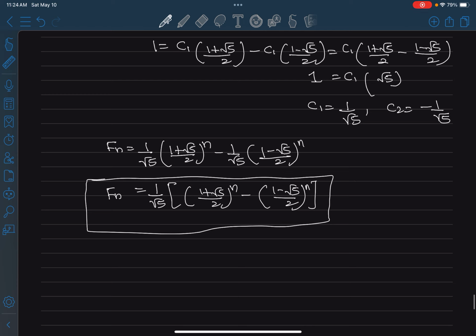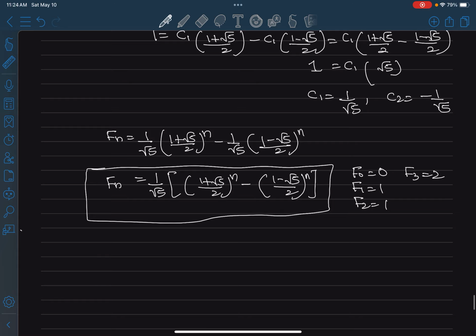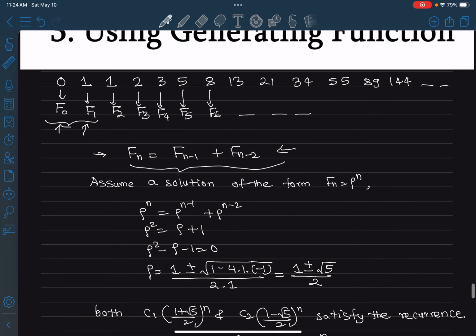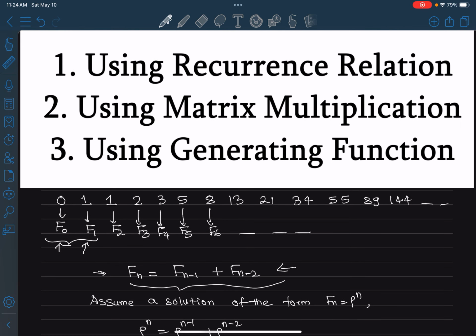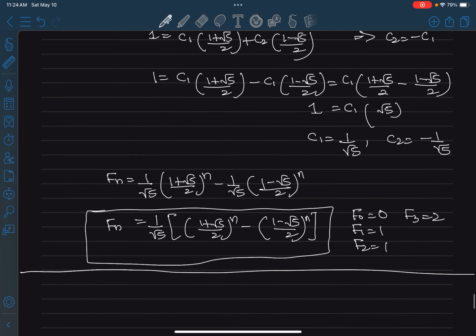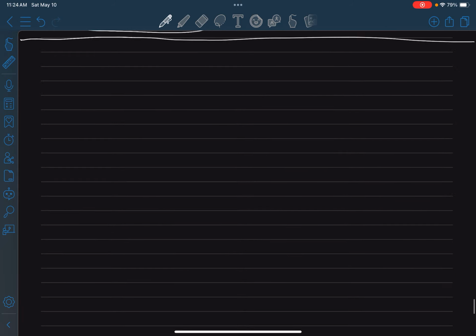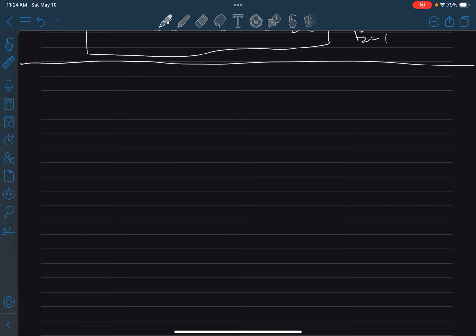If you try to substitute n as 0, you get 0. Substitute n as 1, you get 1. If you substitute n as 2, you get 1. If you substitute n as 3, you get 2. You can check that in your calculator. So this is the first form for the nth Fibonacci number that we get using the recurrence relation, right? Now let's try to find it using matrix multiplication.